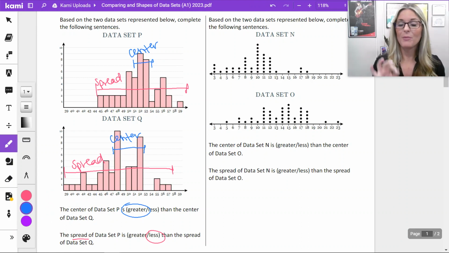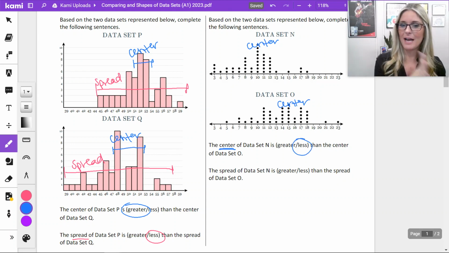We can do the same thing with dot plots. So we have set N and O. The statements say the center of set N greater or less. So I see my peak here. The center is about there, where in set O, the center is about here. So to complete our sentence, the center of data set N is less. See how it's kind of towards the left? It's centering around 10. Than the center of set O, which is more around 15, 16.